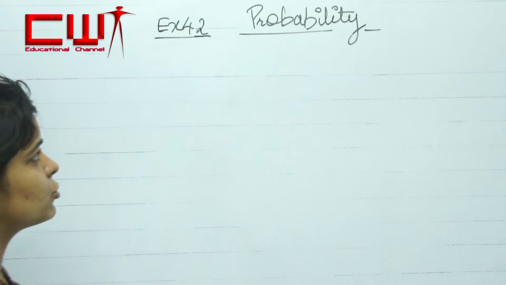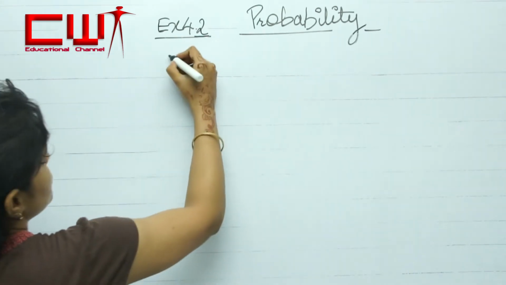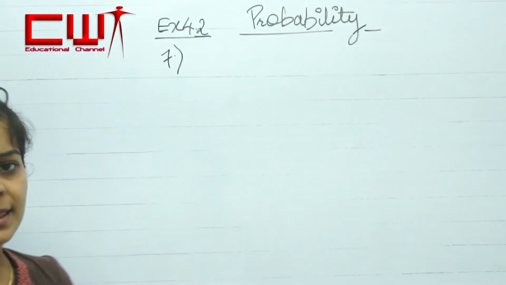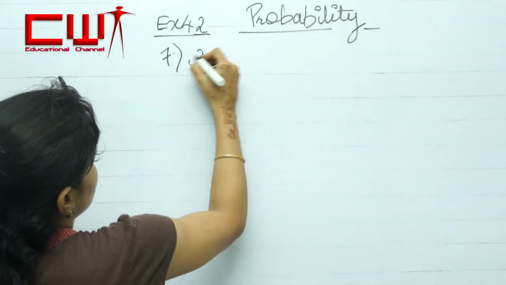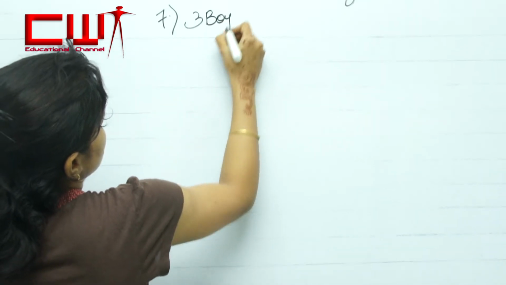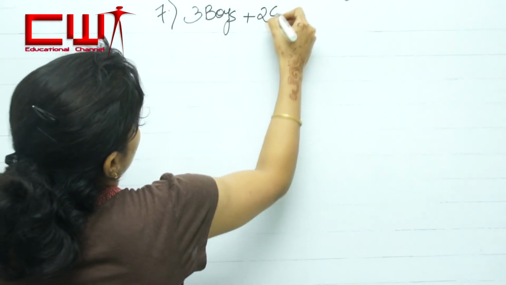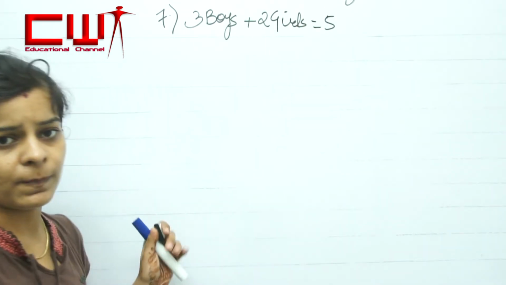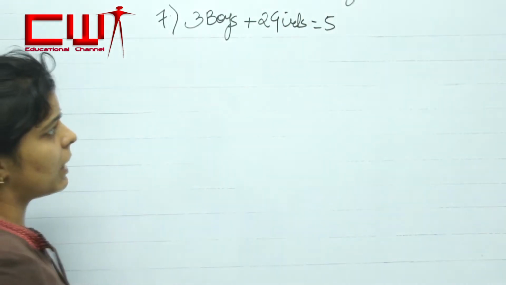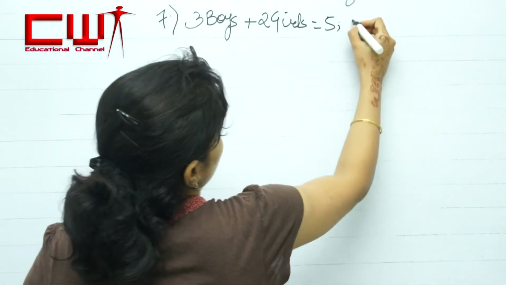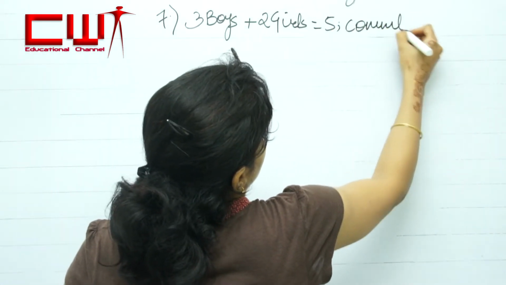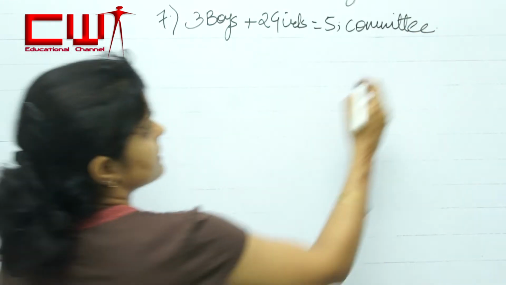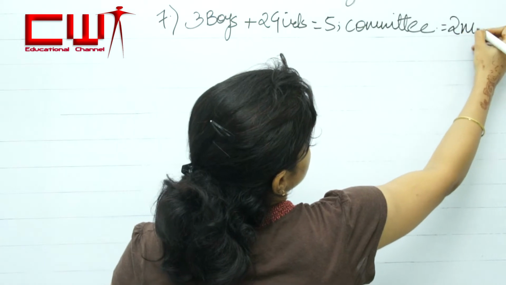Exercise 4.2, next numerical is question number 7. They say there are 3 boys and 2 girls. How many total are there? 5. 3 boys and 2 girls. Now they say in the question, they have to form a committee. That committee is consisting of only 2 members.